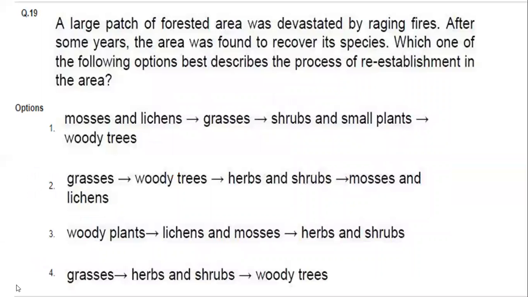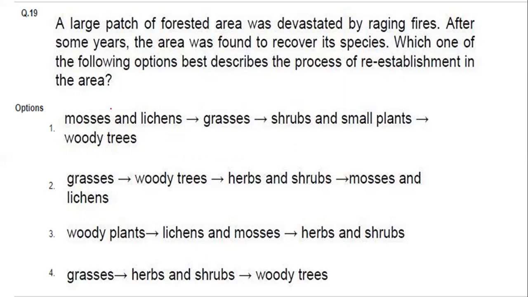Now this question, you can see that a large patch of forest area was devastated by raging fires. After some years, the area was found to recover its species. Which one of the options best describes the process of re-establishment in this area? This question is a bit tricky. Many of you can make a mistake here.